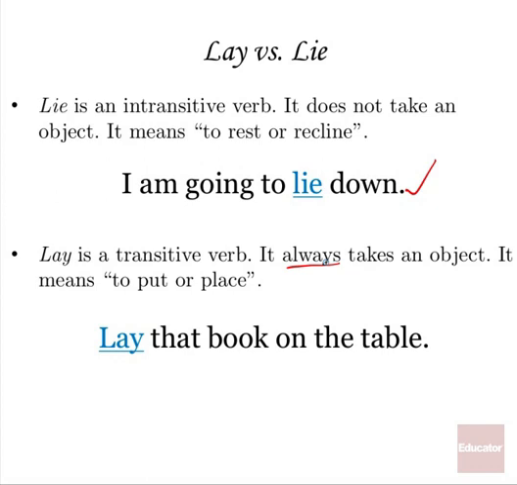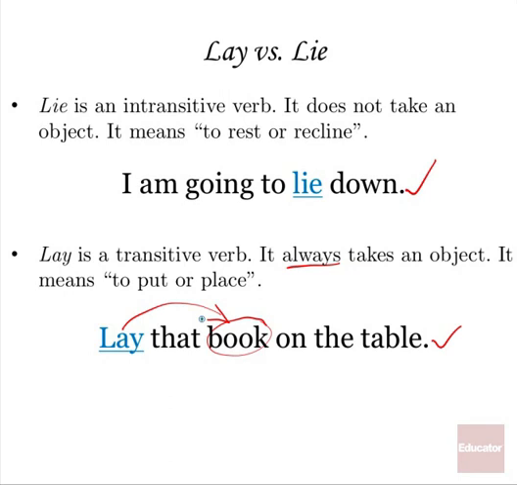It means to put or to place. So, lay that book on the table. And in this case, the direct object is book. It's receiving the action lay. What am I laying? I'm laying a book. If I'm lying, I'm just lying. I'm not lying anything in particular.